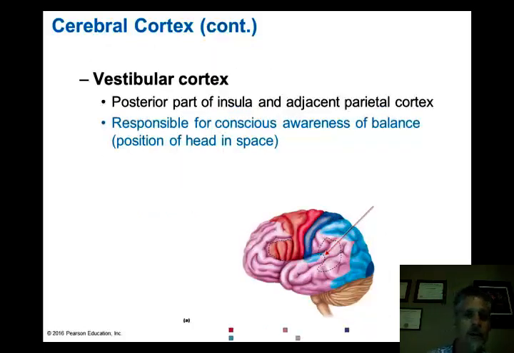The vestibular cortex is a little bit posterior to that, as we see here. So it's part of the parietal lobe as well as a little bit of the insula, and that gives us an idea of balance. So the receptors for balance or equilibrium are associated with the inner ear, so it makes sense that it's going to be right there, but it gives you the idea about, okay, am I laying down even without the visual stimulus? Am I laying down? Am I straight up? Am I moving? Things like that.